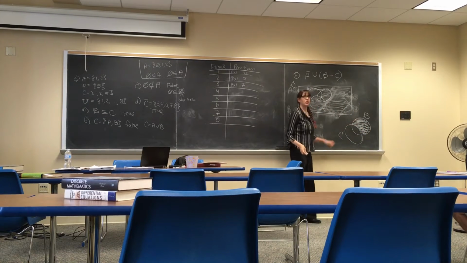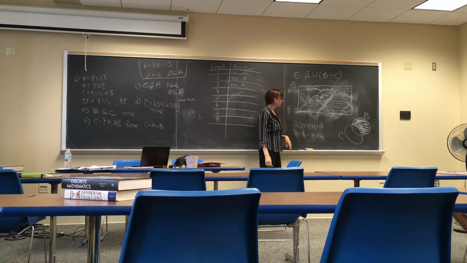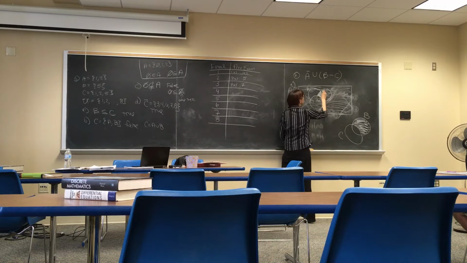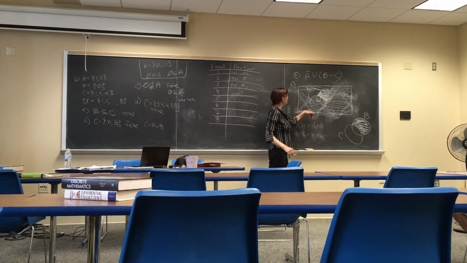Looks like that. That is B, take away C. So what am I adding in? I'm adding in this part right here. That part was already there, but if you want to shade the whole thing, you can. So this is B, take away C. I'm unioning that with A complement.